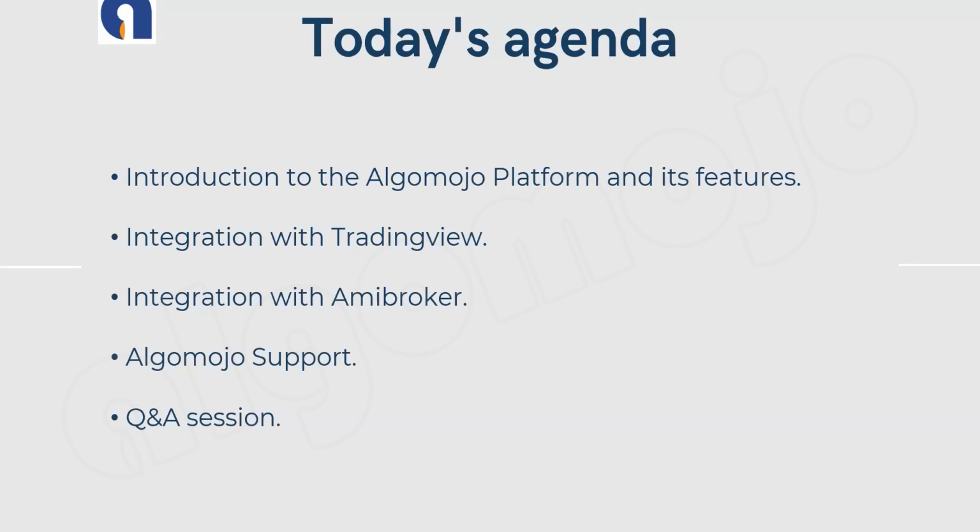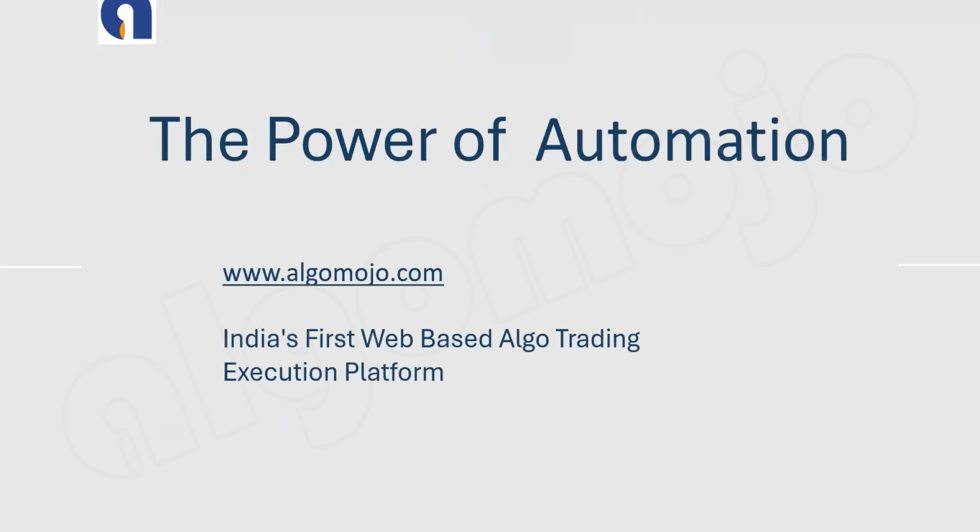Okay, we'll go along. This is our website, algomojo.com. It's a web-based algo trading execution platform. We don't have any app as such. It is a web-based tool, so you can use any browser to log into this website and use the facilities and features which are enabled for traders and investors.